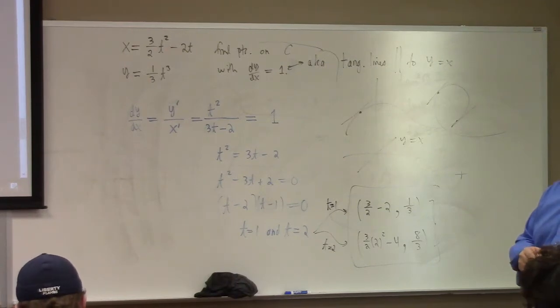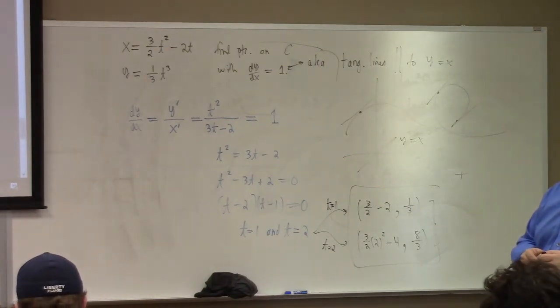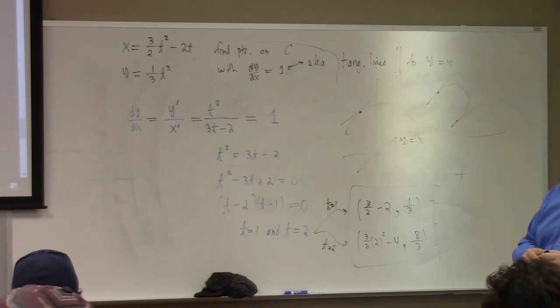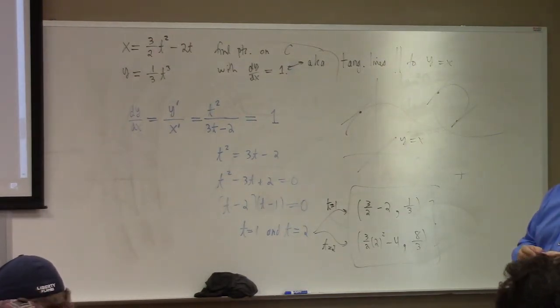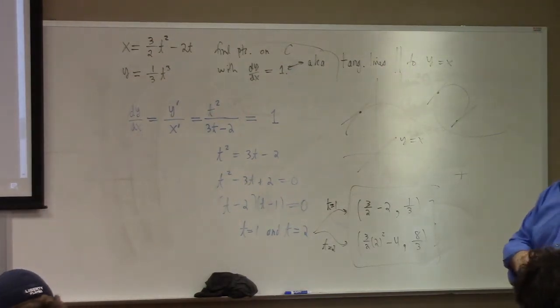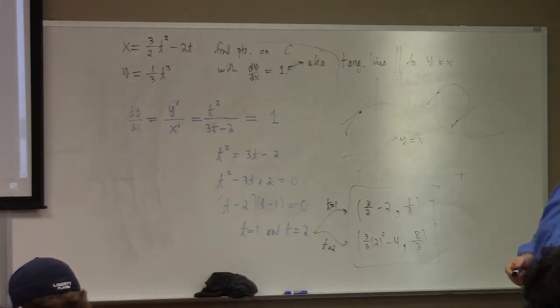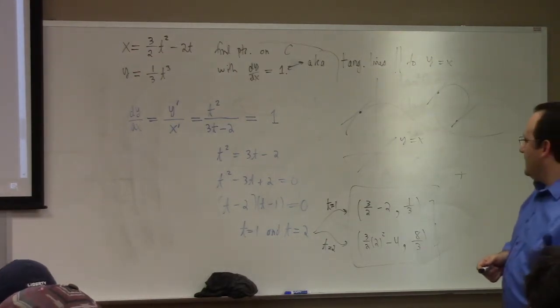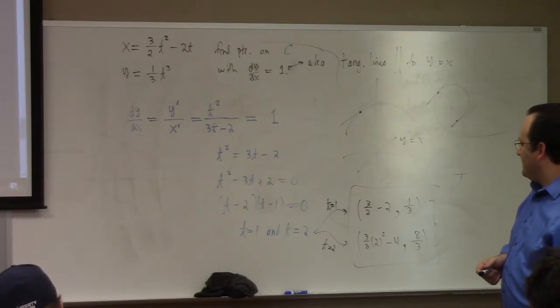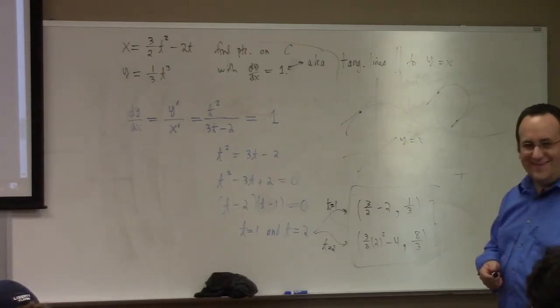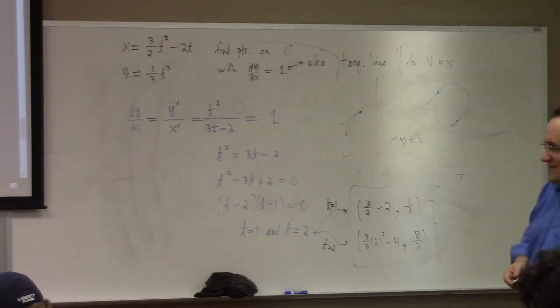What if instead of saying parallel to y equals x, I said find the points on the curve which have tangent lines perpendicular to y equals x? How would this problem change? How would your solution change? Yeah, you'd solve for -1 instead of 1, right? And then the answer might be that there are none. I don't know. I'd have to work it out, but they wouldn't be pretty anyway.